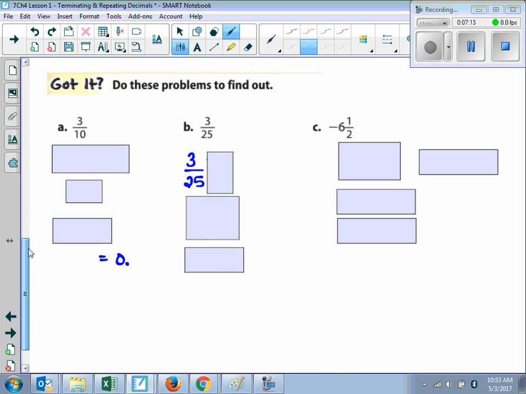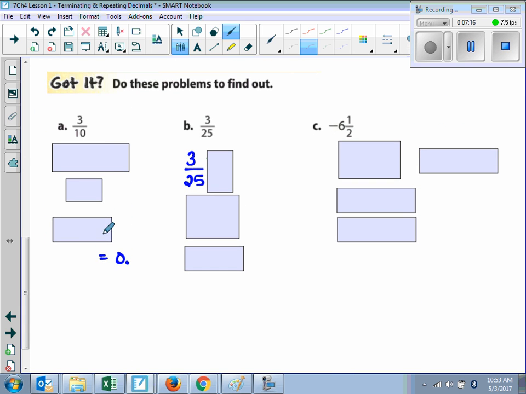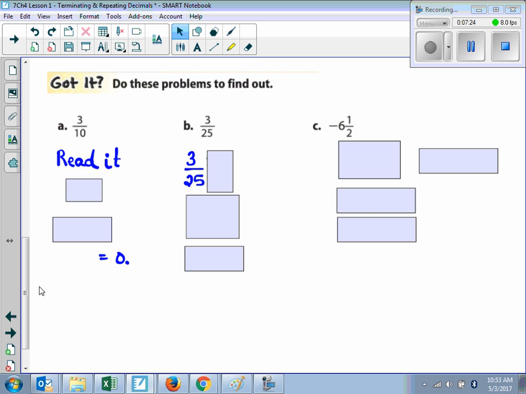So here we have 3/10. For 3/10, all you're going to do is just read the fraction. You just read it. Okay, so when we read it, we end up with 0.3. That's all there is to it.